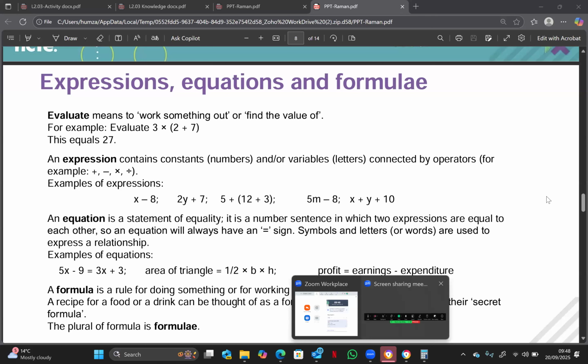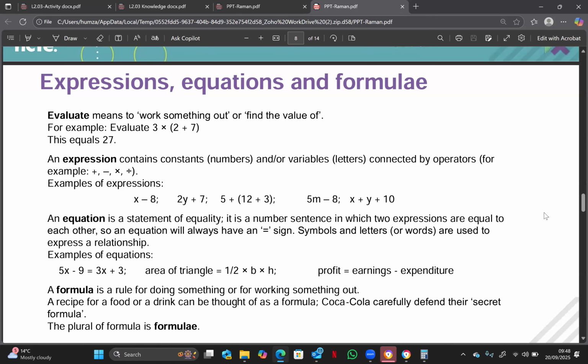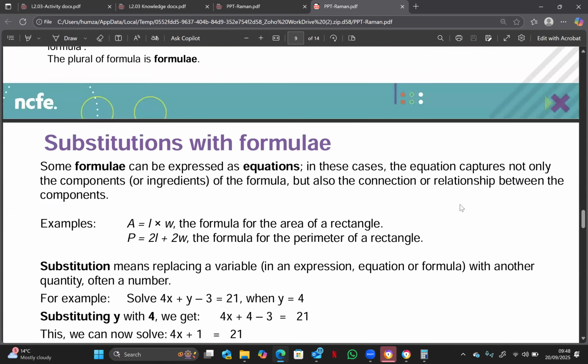So a formula is a rule for doing something or for working something out. For example, a recipe for a food or a drink can be thought of as a formula. Coca-Cola carefully defend their secret formula. The plural of formula is formulae. So that's just a bit of information for you.